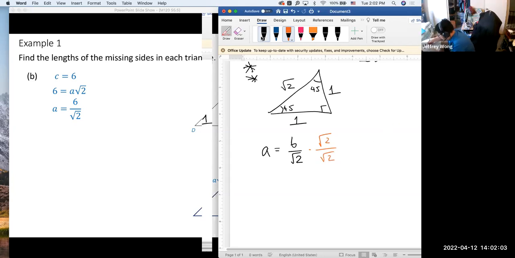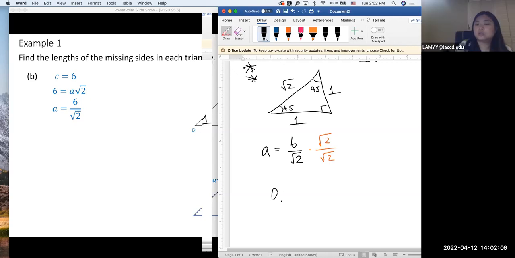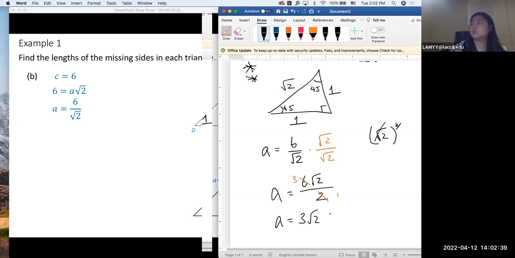So on the top numerator, 6 times square root 2, over square root 2 times square root of 2. This just means square root 2 squared, right? So you cancel out the radical with the square, you're left with the 2 here. And then simplify. Divided by 2, divided by 2. So you should get your final answer, a equal to 3 square root 2. Do you guys get that?